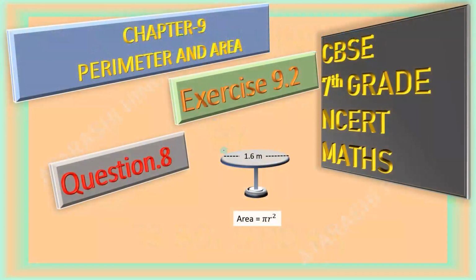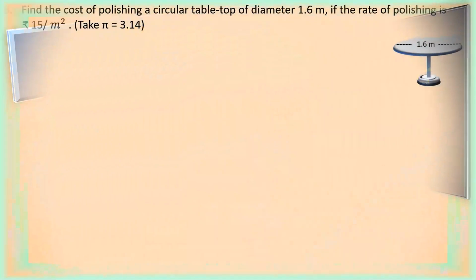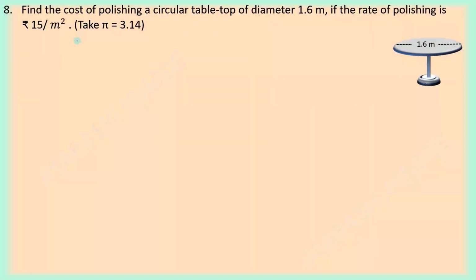Today we are going to do the 8th question of exercise 9.2, 7th grade CBSE NCERT Maths. Here the question is, find the cost of polishing a circular tabletop of diameter 1.6 meter if the rate of polishing is Rs 15 per meter square. That is, here we have to find the cost of polishing this tabletop.